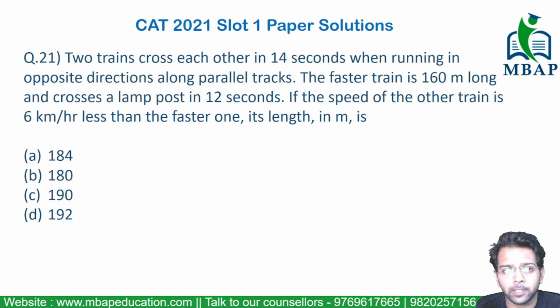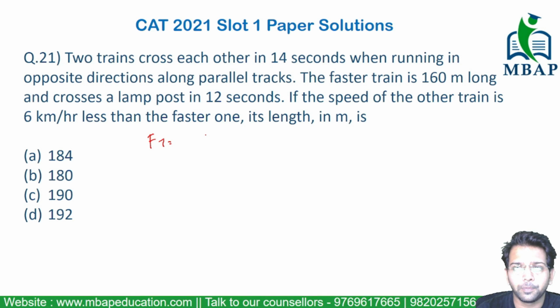If the speed of the other train is 6 km per hour less, so on one side I'm getting meter per second, and on the other side the second train has been given in kilometer per hour. The question is to find the length of the other train, which is 6 km per hour slower than the faster one. Clear? Let's start with finding the speed of the faster train.